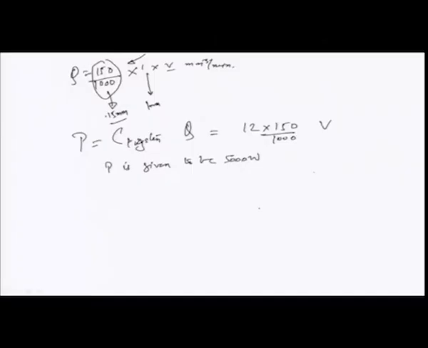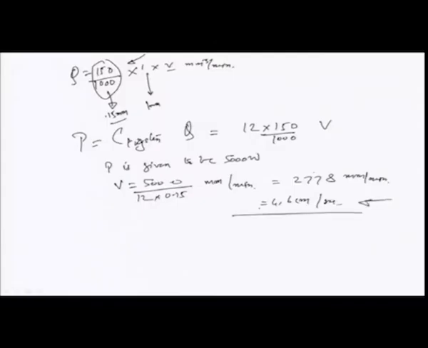P is given to be 5000 watts, and V comes out to be equal to 5000 by 12 into 0.15 millimeter per minute, that is 2778 millimeter per minute or 4.6 centimeter per second, which is quite an appreciable velocity. So this is the velocity at which the beam should raster on the surface for creating a cut about 150 microns wide and 1 mm thick. So this speed though is much less than the actual speed.